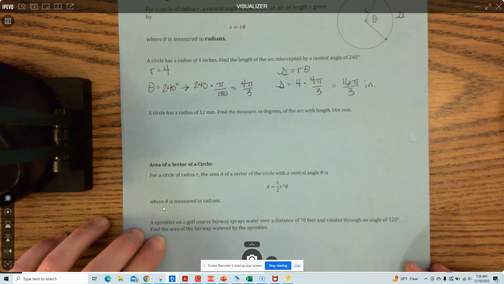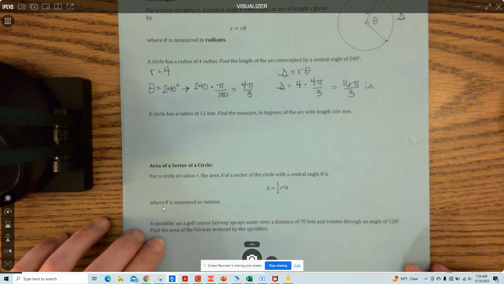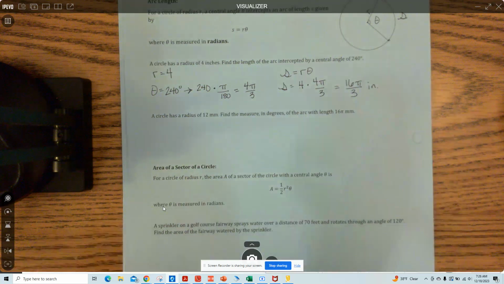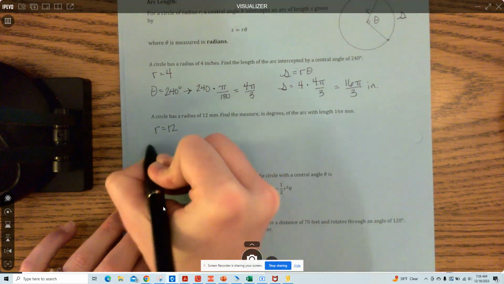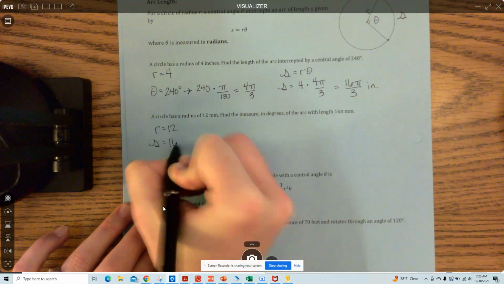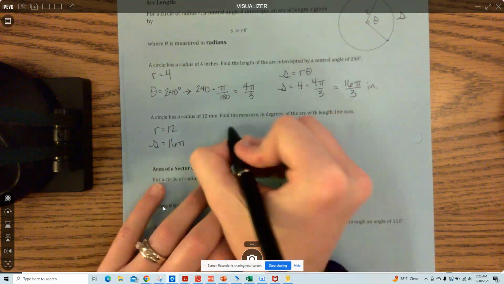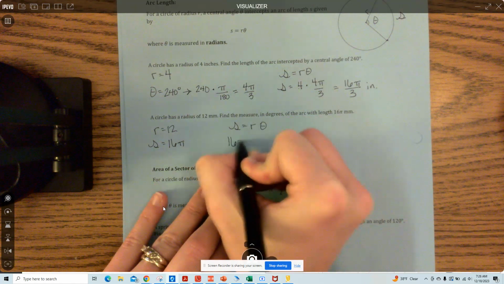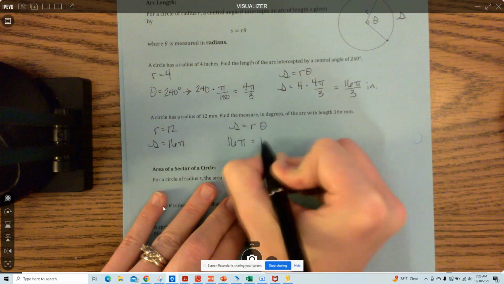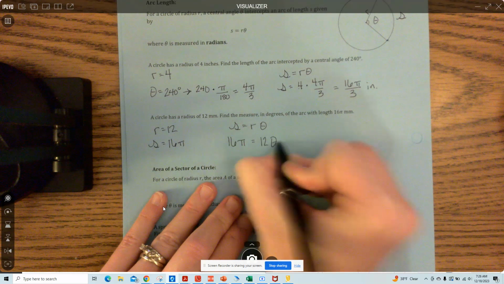A circle has a radius of 12 millimeters. Find the measure in degrees of the arc with length 16 pi millimeters. Okay. So we know the radius is 12. We know the arc is 16 pi. So S equals R theta. S is 16 pi. Radius is 12 times theta.